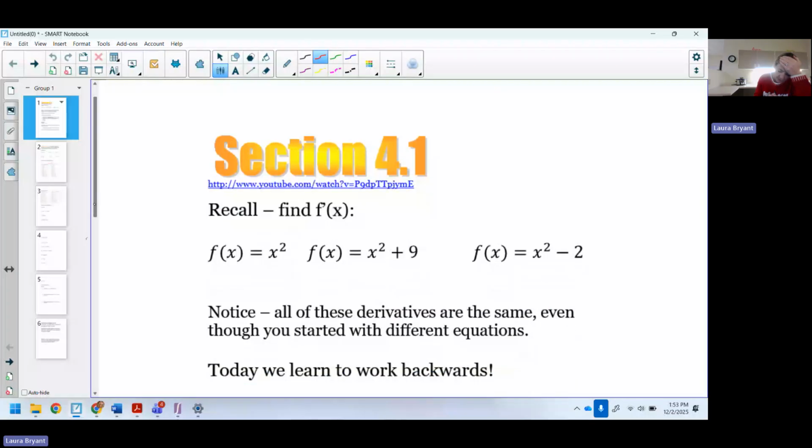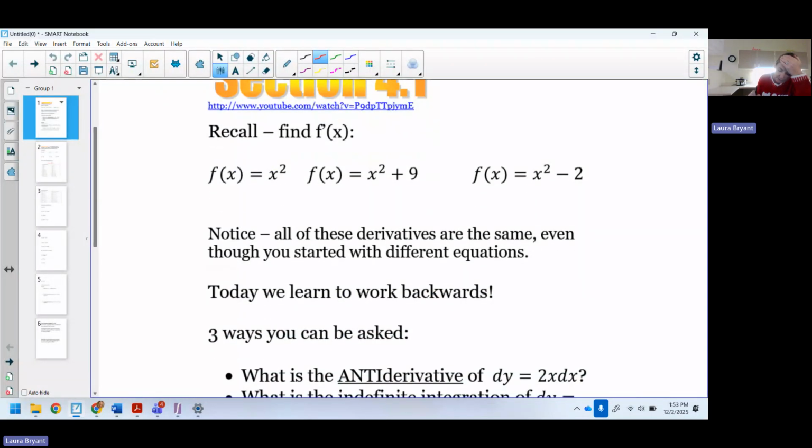At the beginning of the notes, you'll see there are 3 different easy examples of finding derivatives. If I find this derivative, I get 2x. If I find this derivative, I get 2x. If I find this derivative, I get 2x. So all 3 equations have the same derivative, which makes it a little tricky when you're finding the antiderivative and you're trying to go back to the original.